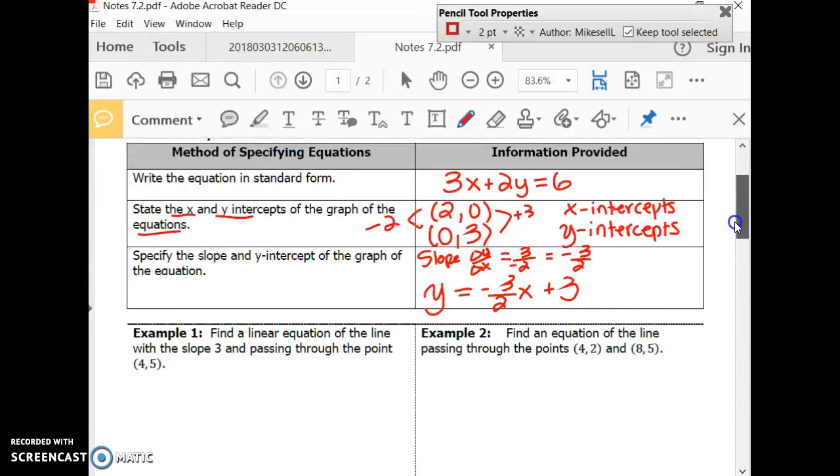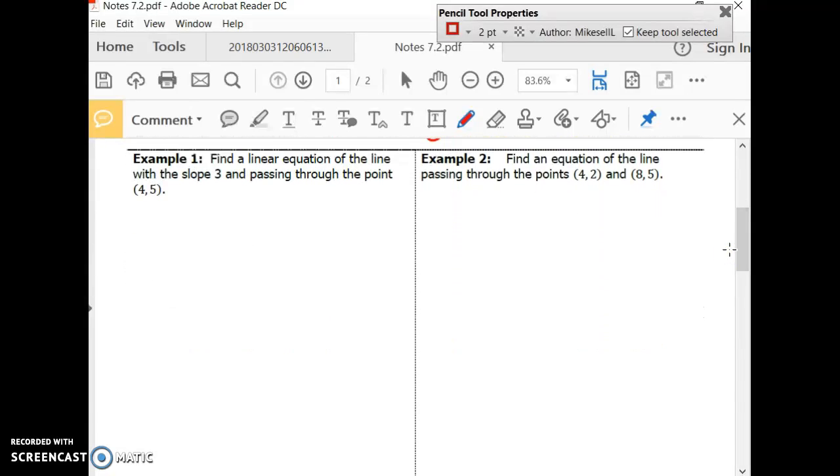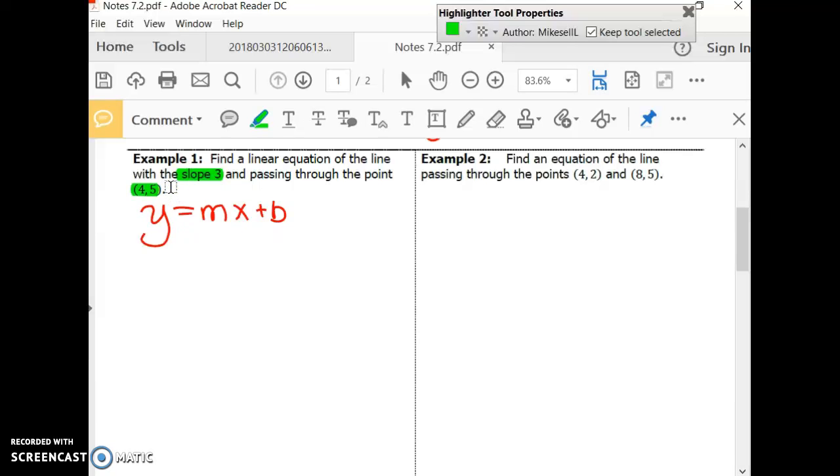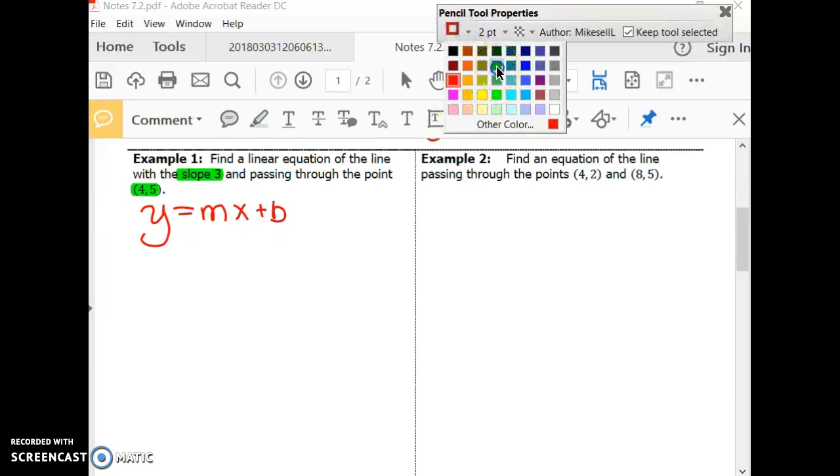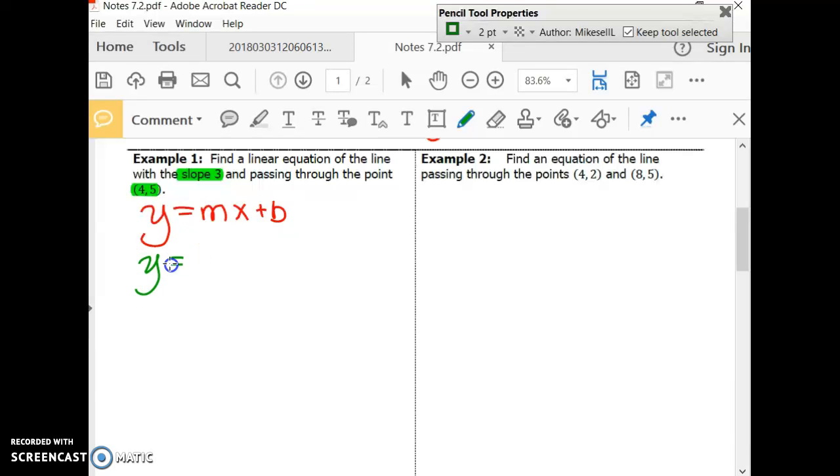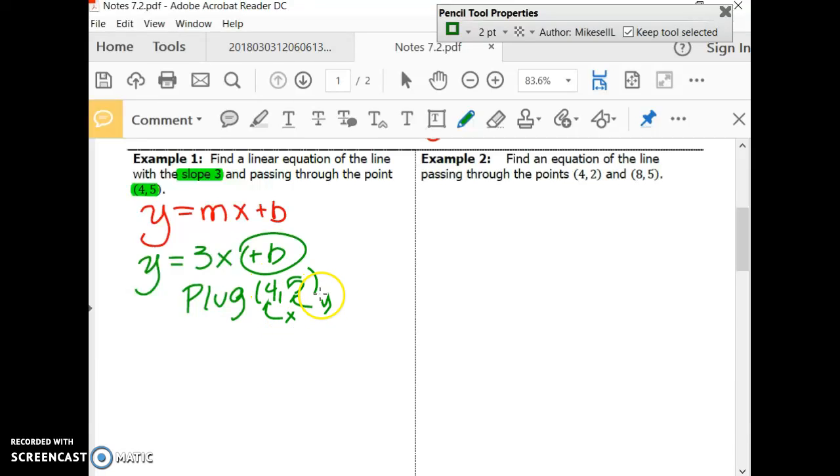Now we have two problems that are doing this. In the first one, find a linear equation of the line with a slope of 3 that passes through the point 4, 5. If I'm plugging stuff in, y is equal to mx plus b. The important things here are that it gives me a slope and it gives me a point. So I know my equation is y is equal to 3x plus b. I don't know what b is, but I know this: when I plug in x as 4, my y value is 5.